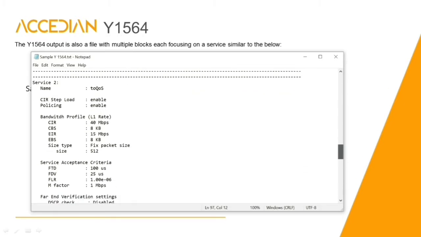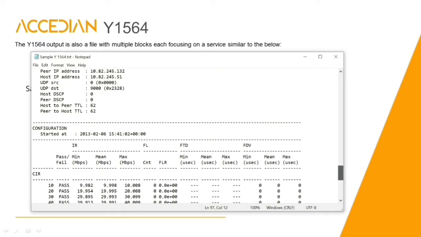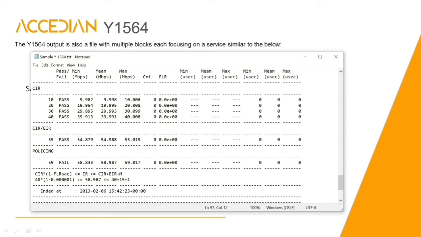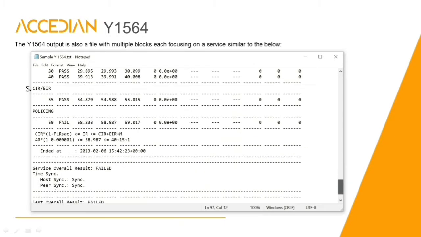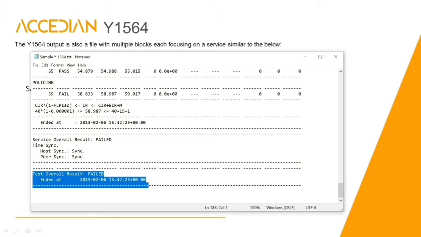Service 2 also. Again, the same, it could be a different destination or different class of service. On the details of the CIR plus EIR policing, again, it failed because it's too permissive. So there are two blocks for those two services, and there is the overall result, which is also a failure because those two services failed. If one of them failed, the overall will fail anyway. So this is how the Y1564 report works.